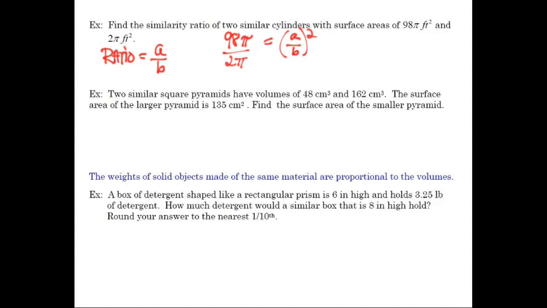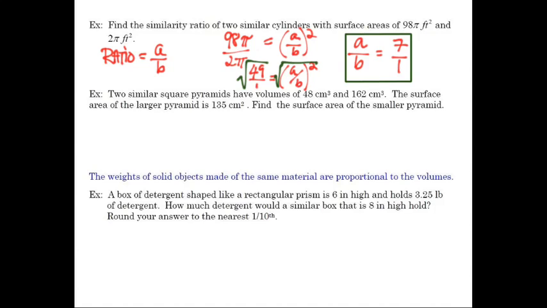If we reduce that, we cross off the pi's and reduce 98 and 2, I get 49 over 1 is something squared. The way that I get rid of the square here is to take the square root. So I'd square root both sides, and I get 7 over 1. That's my ratio. Okay? So it's not just taking a direct comparison of the areas. You have to realize that whatever your ratio is has been squared for your areas.